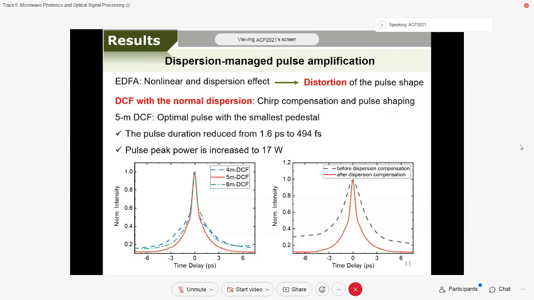The left figure shows the measured optical pulses after the dispersion management when the output power of the EDFA is 25 dBm. It can be observed that the optimal pulse with the smallest pedestal is generated using 5-meter DCF. Besides, the optical pulses before and after dispersion compensation are shown in the red figure. The pulse duration is reduced from 1.6 picoseconds to 494 femtoseconds, and the pulse peak power is increased to 70 watts.